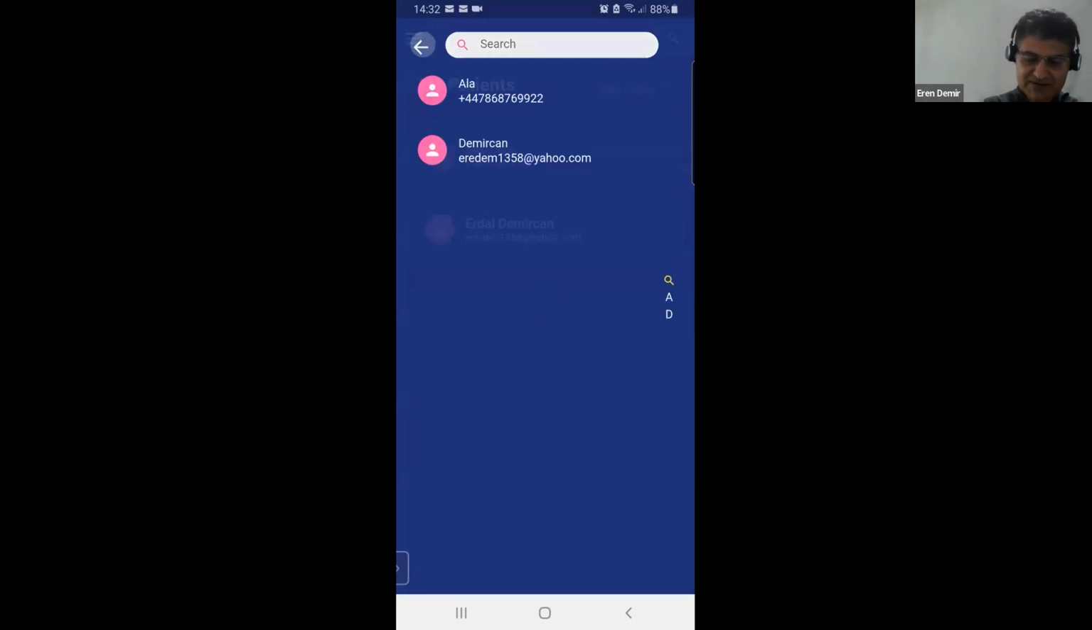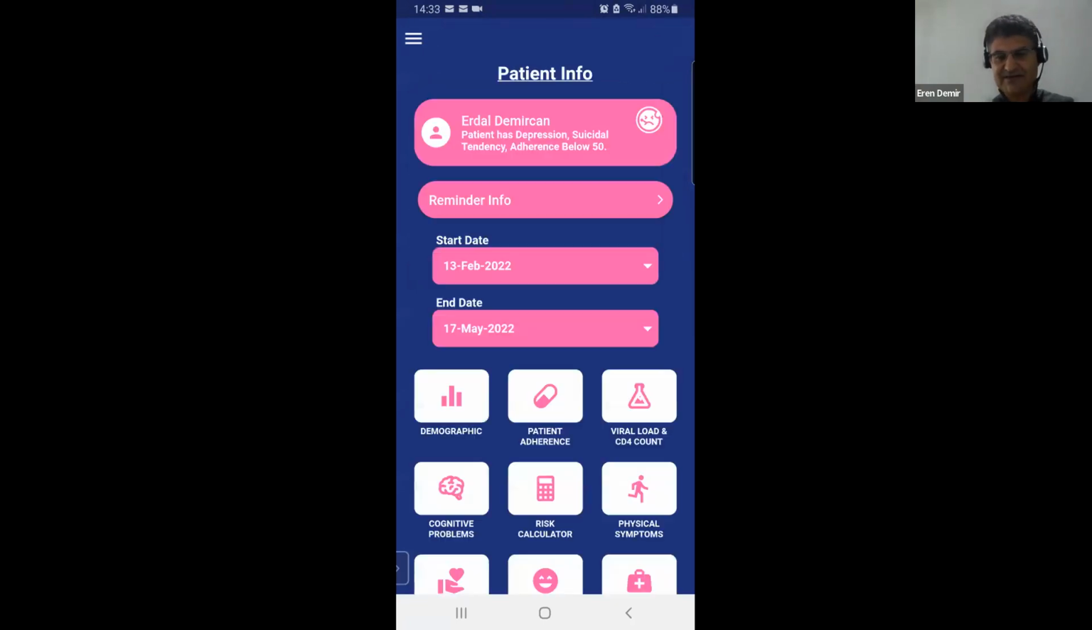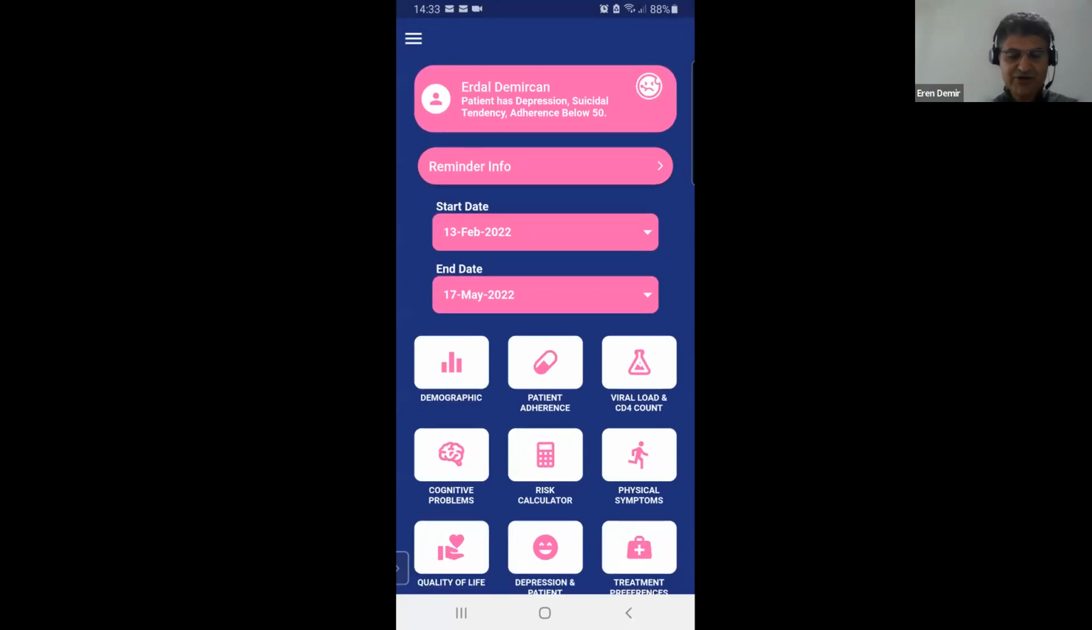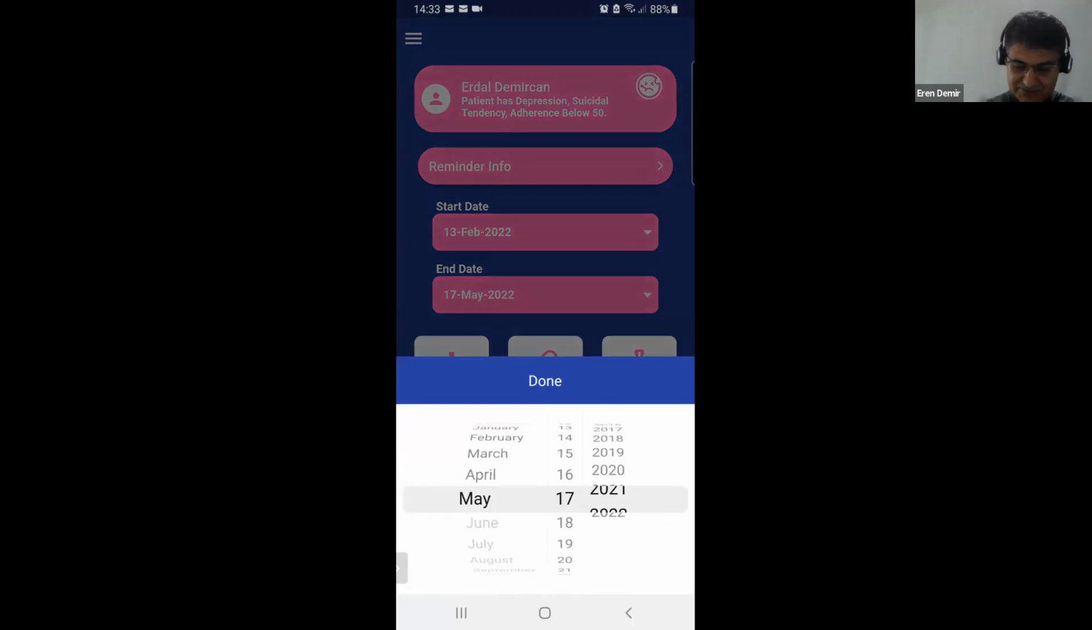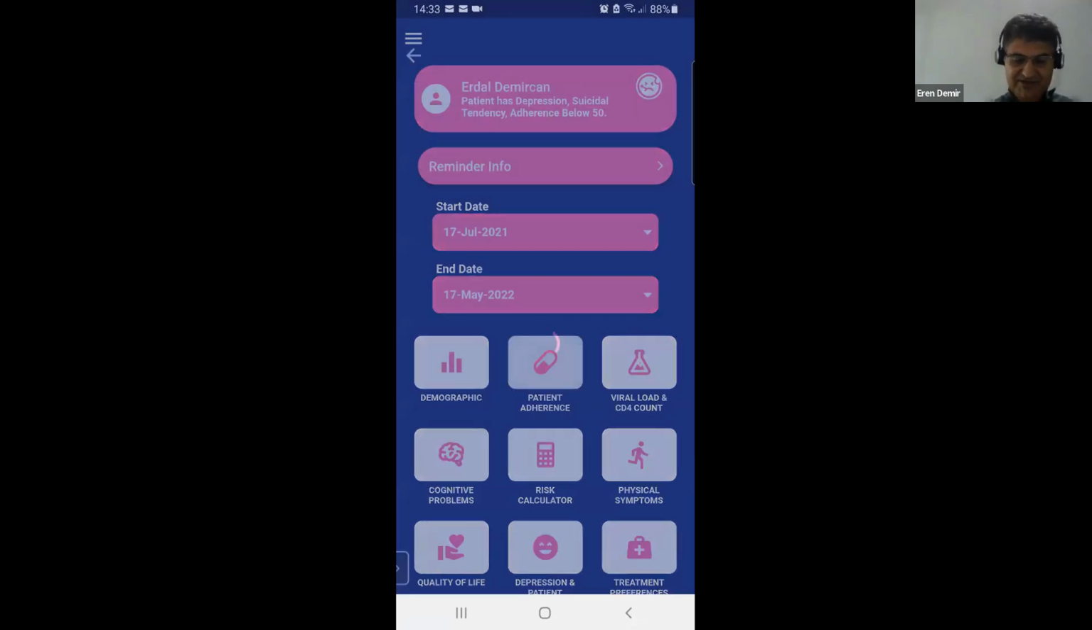I can search, but let's say this is the patient that came in for my consultation, and I can say, hey, there are some alerts at the top. Can you see the patient was depressed earlier on, and they had some suicidal tendencies. Adherence is well below 50. There's something wrong. That needs to be tackled. I can also have a look at the last 6 months, for instance. I can go back and say, look, let's have a look at my patient adherence.